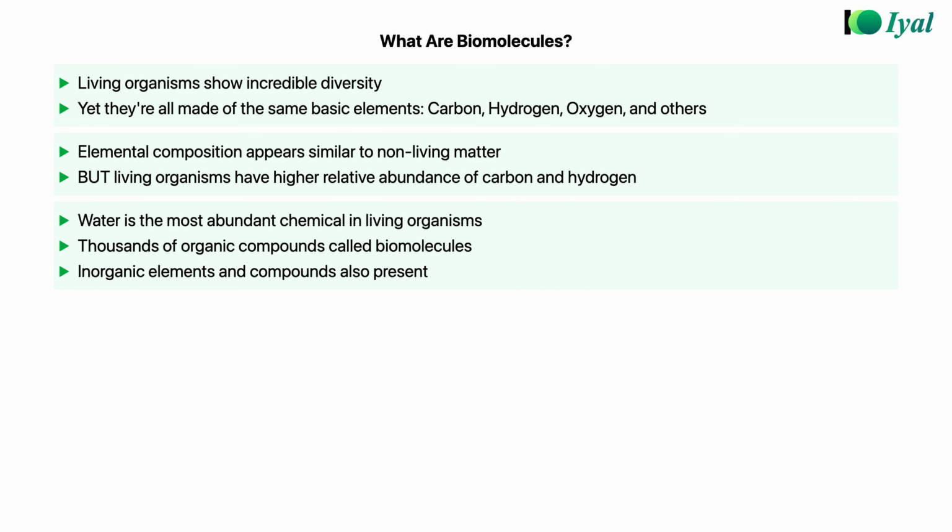In fact, the most abundant chemical in any living organism is water. But alongside water, there are thousands and thousands of organic compounds. We call these biomolecules. Now, organisms also contain inorganic elements and compounds. So when we analyze living tissue, we're looking at this complex mixture of organic biomolecules and inorganic substances. That's what we're going to explore in this chapter.